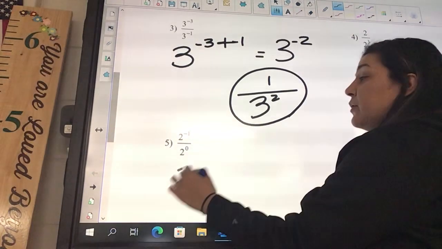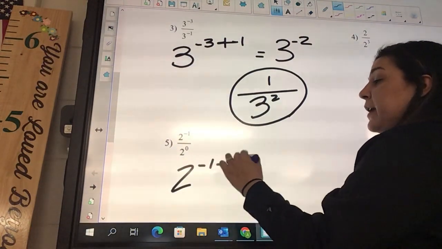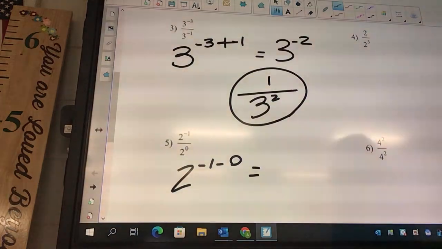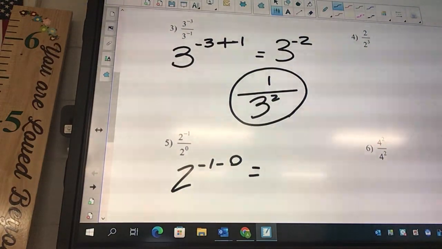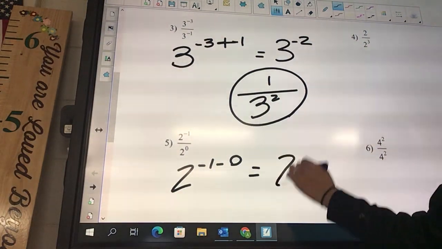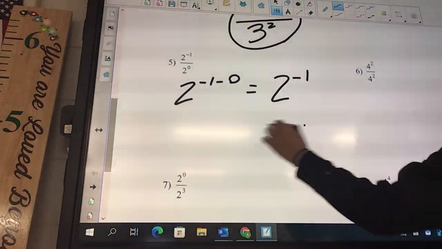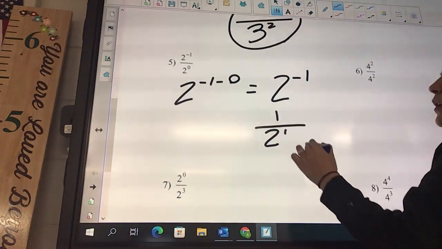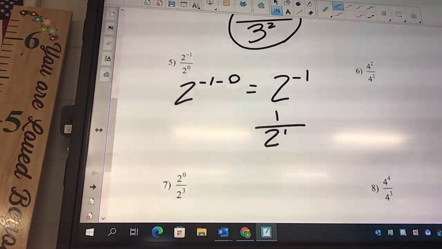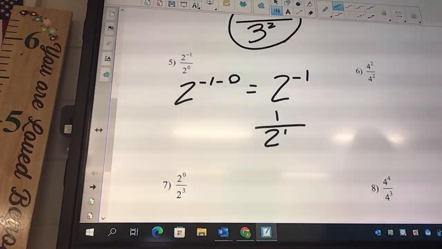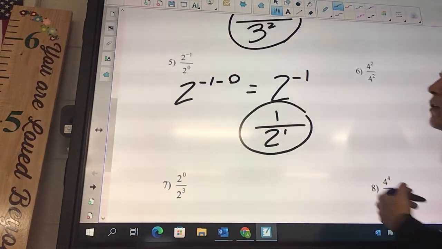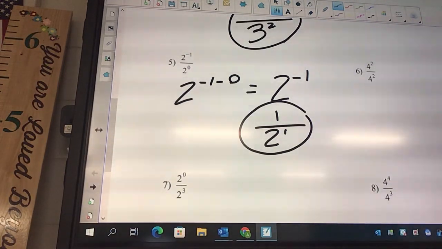Okay, 5 is going to be 2 to the negative 1 minus 0. So it's going to be 2 to the negative 1, which is going to be 2 to the 1 over 1. Okay, now, you don't typically see 2 to the 1, so it's really just 2, okay, or 1/2, okay? I will take this, though, like, that's not, like, wrong, but.